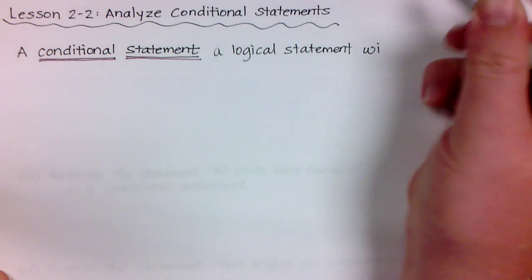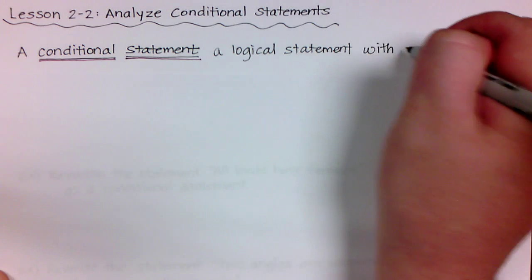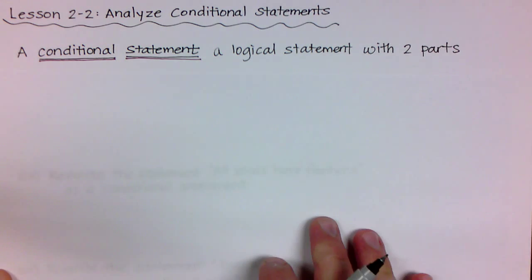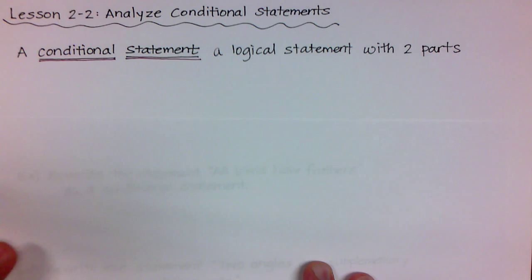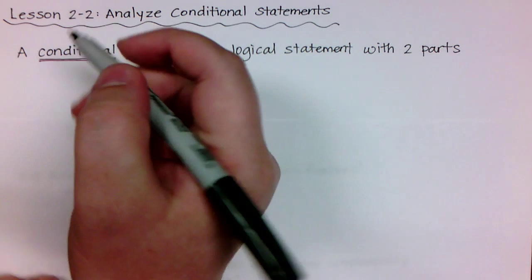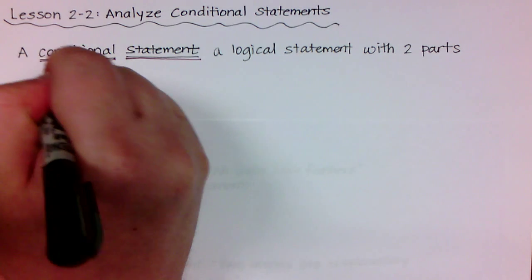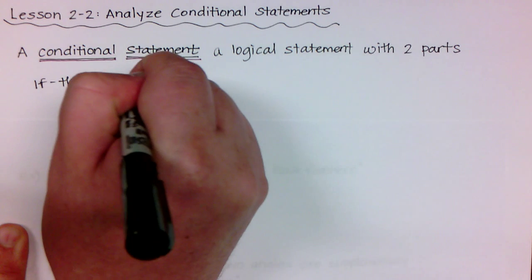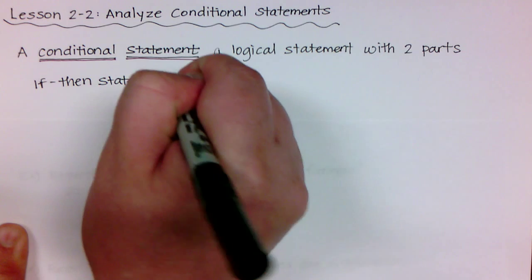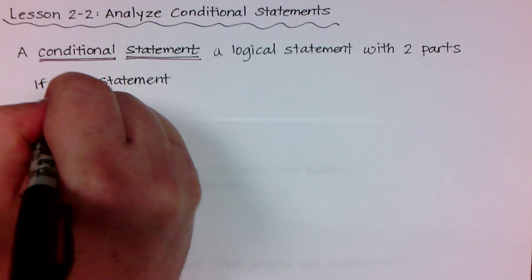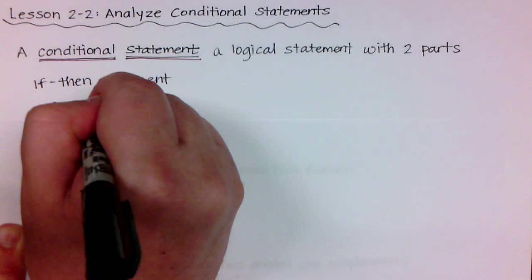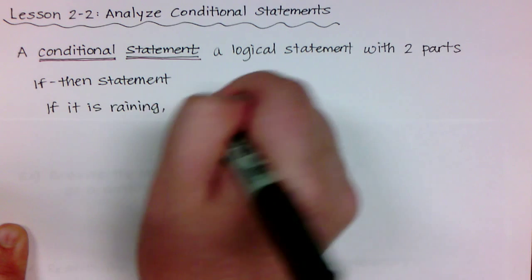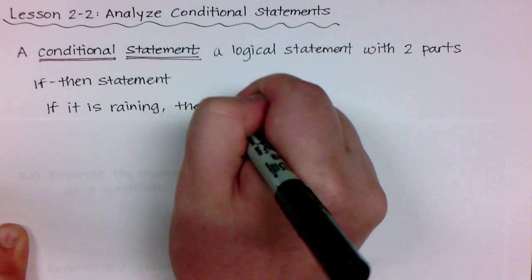Those two parts are a hypothesis and a conclusion. So let me show you how you're going to be seeing them in this lesson. It's going to be in the form of an if-then statement. For example, if it is raining, then there are clouds outside.